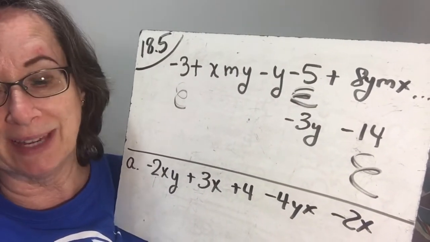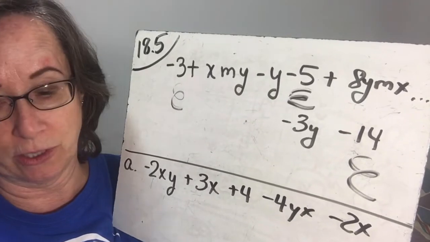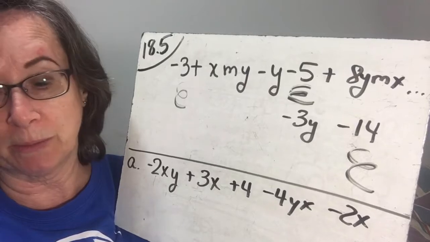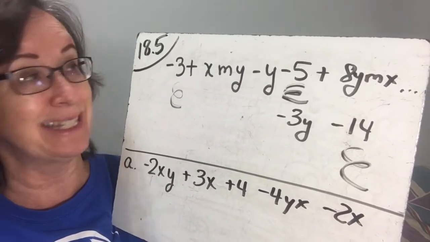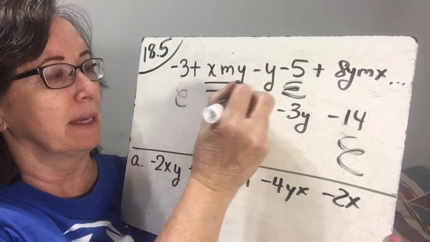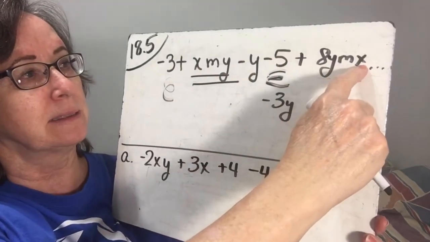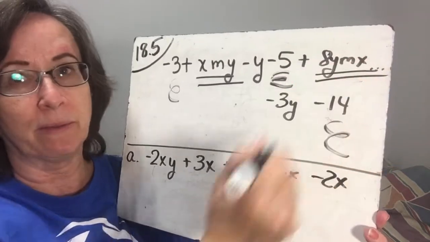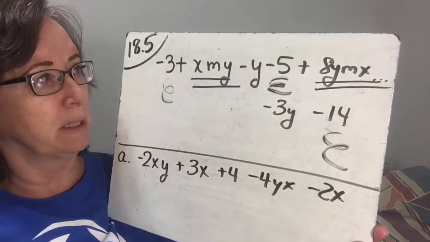And then we have an x, m, y term. It's got an x, an m, and a y. And we have another term that we have to check and say, is it the same term? So x, m, y, we'll put a double underline. X, m, y. So even though it's backwards, it's the same term.